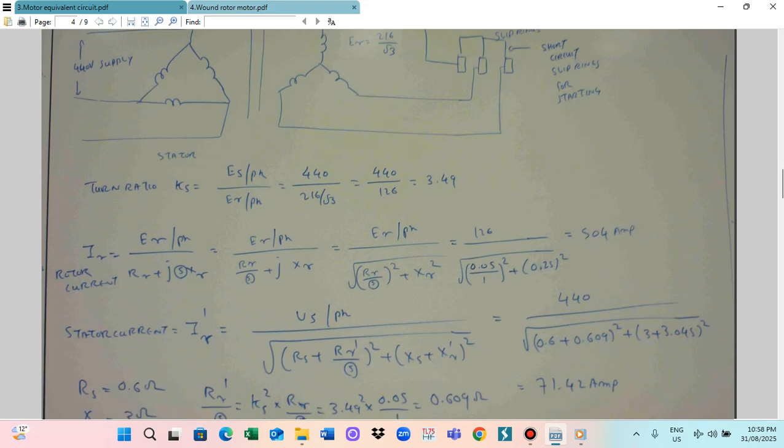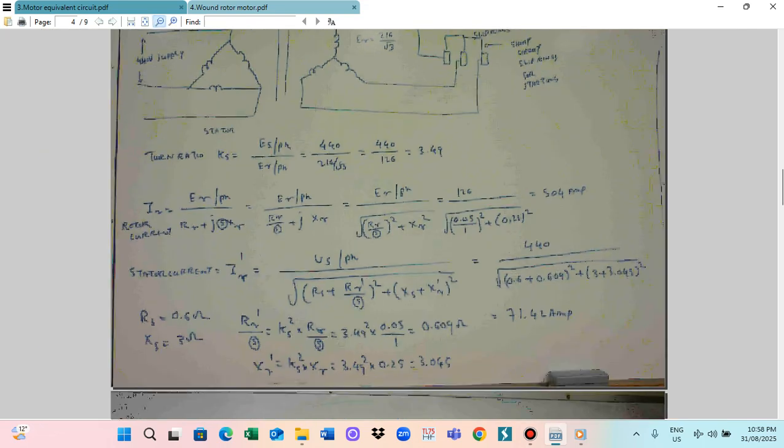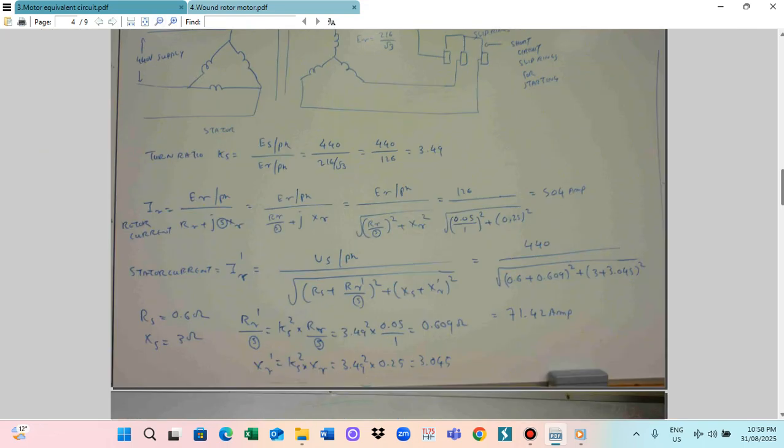So ER per phase is 216 by root 3, which is 126, over the square root of the rotor resistance and reactance terms. Rotor resistance is given in this problem: rotor resistance per phase is 0.05 ohm, and rotor reactance per phase is 0.25 ohm. So we can substitute RR and XR. RR is 0.05 ohm and XR is 0.25 ohm.